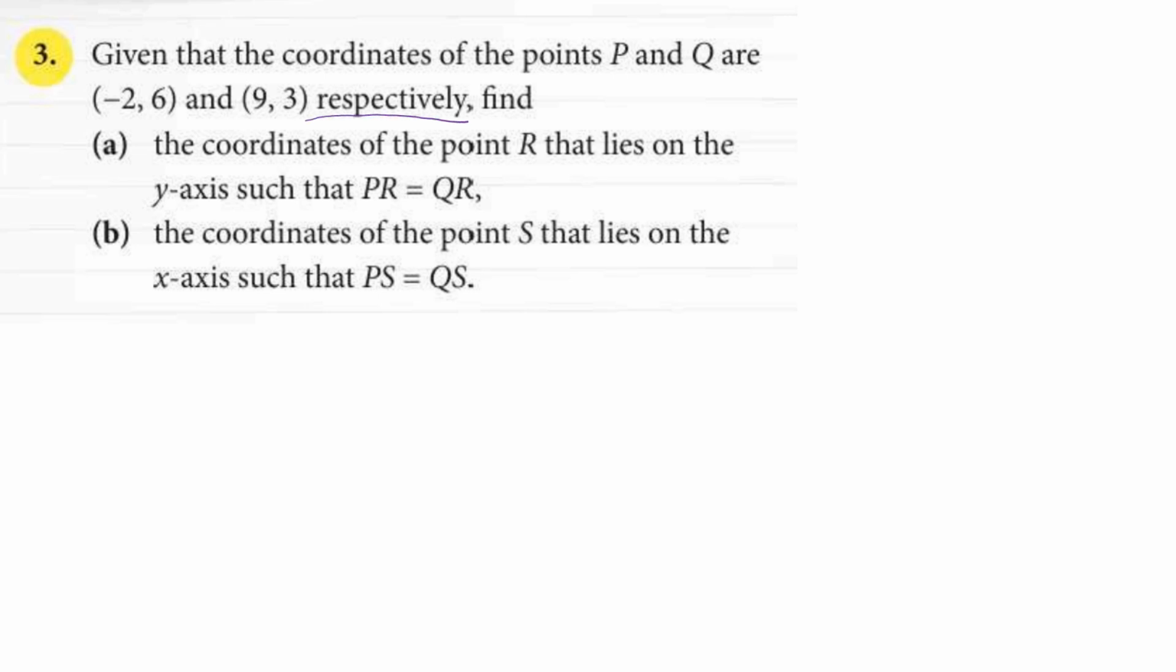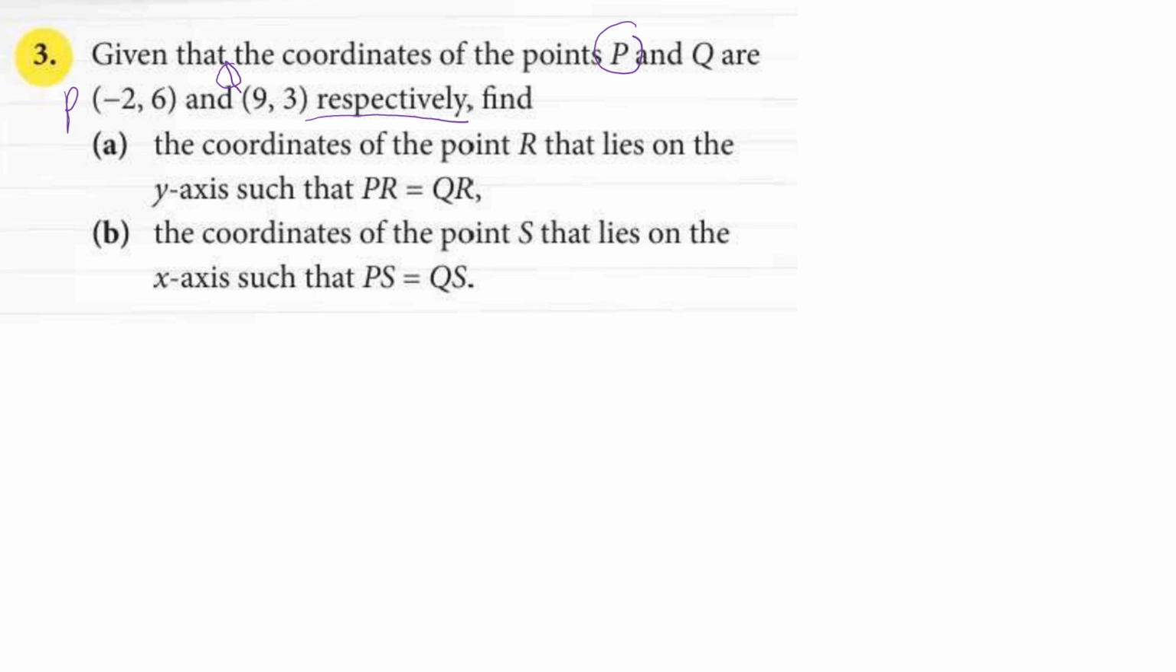It means that the coordinates of P are negative 2, 6, because negative 2, 6 comes first. So P corresponds to the one that comes first, and then Q will correspond to the one that comes next. So this is what it means by respectively.